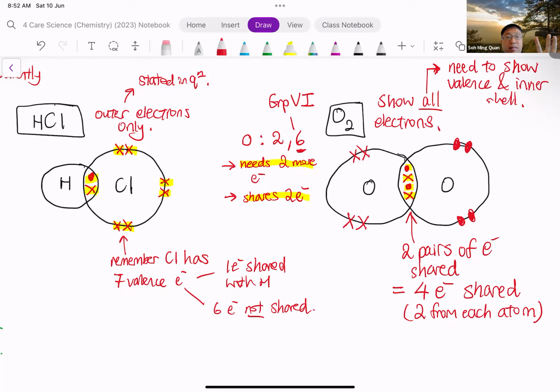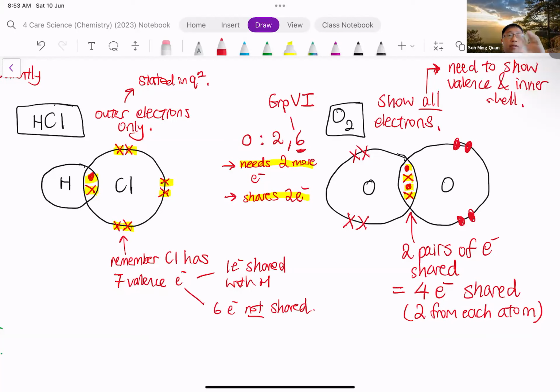Now, so I repeat, the first step is to establish that it's covalent bonding because it's a non-metal, non-metal. Next step is to work out how many valence electrons each atom has. That will tell you how many more electrons it needs and therefore how many it will share. Once you have drawn the shared electrons, you must ensure the valence shell is fully filled. Fully filled means 8 electrons. So because there are already 4 electrons shared, we have to draw 4 more outside.